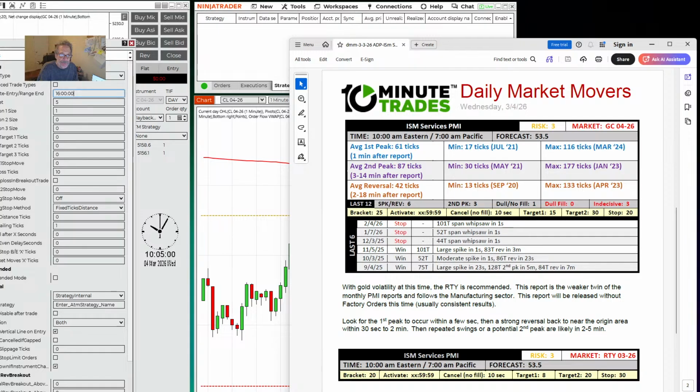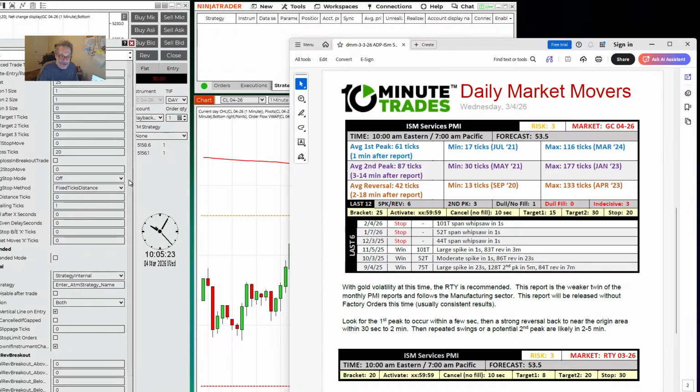So we had a trigger of 959.59, a bracket of 25, targets of 15 and 30, one each. Target 2 was 30, target 1 was 15. The stop was 20, way too small. Probably should have increased that this morning.